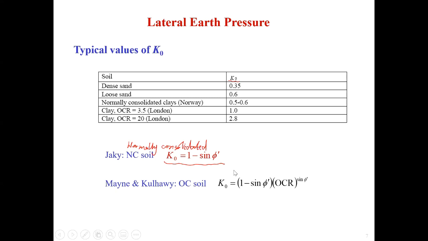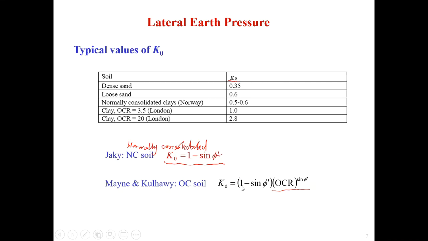Also, be aware that it's the drained friction angle. This is not the undrained friction angle. If it's the undrained friction angle, then we don't have this prime symbol. On the other hand, if the soil is over-consolidated, then we just have to add this term here to adjust the formula. With this OCR factor in there, it's going to increase the at-rest earth pressure coefficient. Which means for the OC soil, the K0 is normally greater than the K0 for the NC soil.